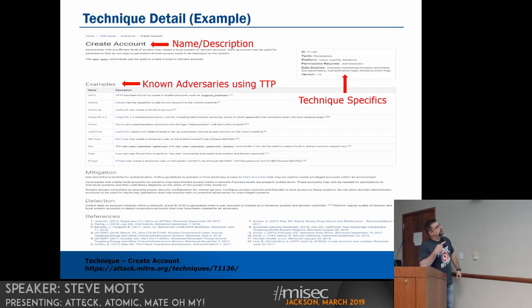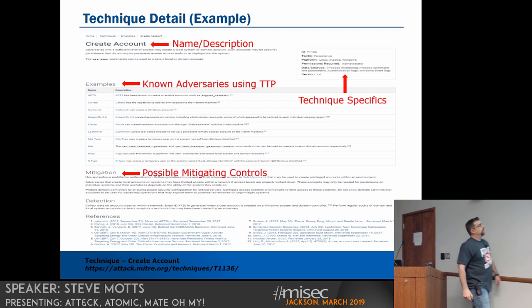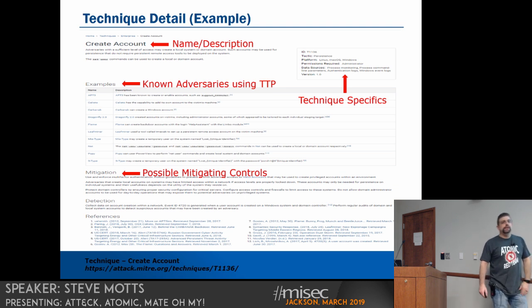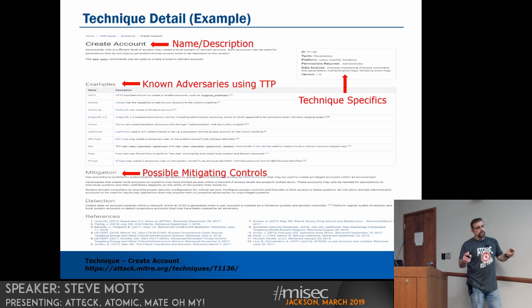So like APT3 and a few others here that you might have heard of use this particular technique when they pwned whatever organization they pwned. Mitigation controls, this is important for, like, do you have the control? Will your EDR solution be able to implement this particular mitigation? In this instance, probably not, but it tells you what to do. How do you make sure create account works or isn't as easy to do?